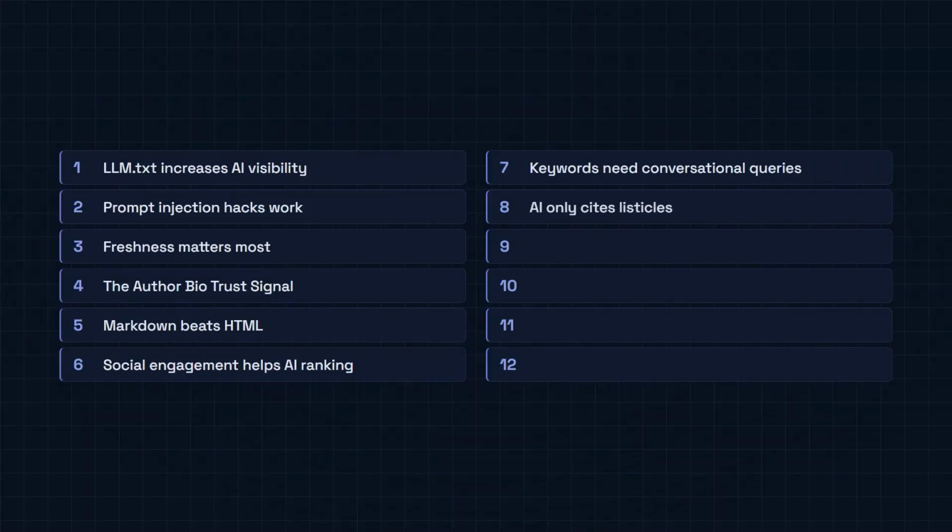Myth number 8, AI only cites listicles. SEOs obviously love listicle content. Top 10 tools, top 15 strategies, those kinds of content pieces are hardly rare in a content plan built by an SEO strategist. And of course, in the last 12 to 18 months, we've seen a ton of data, a ton of studies coming out saying that listicles happen to be one of the most favorite content formats for AI search bots. But here's a study that you might have missed.